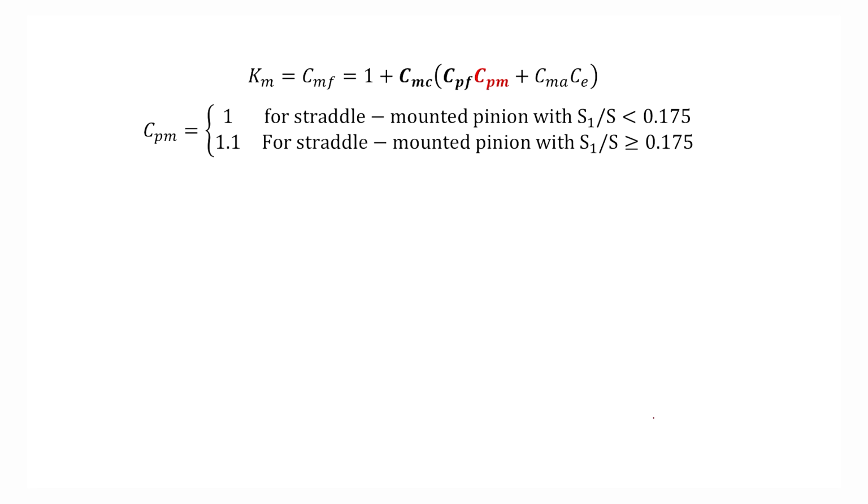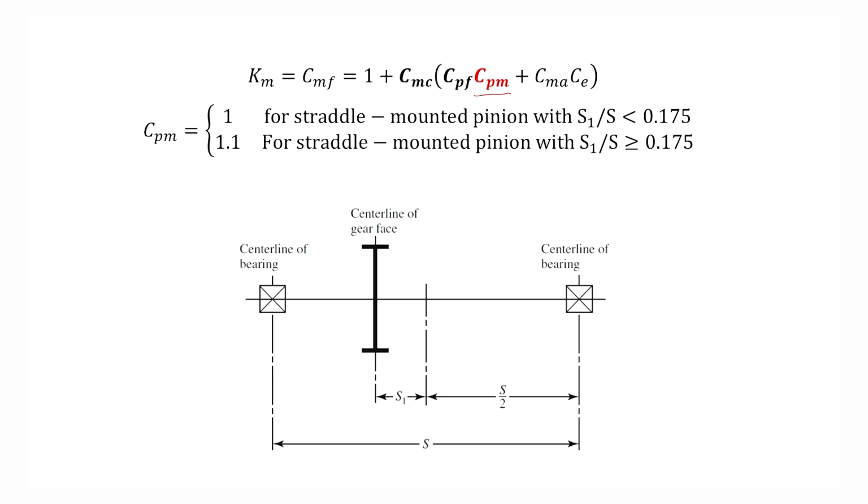Then the next one is CPM. CPM is either 1 or 1.1 depending on whether it is a straddle mounted pinion. In our problem, it was given that the bearings are straddle mounted and they are just adjacent to the bearing. It means this S1 is bigger, and so our case is a straddle mounted pinion with S1 divided by S less than 0.015. Considering this case, our CPM is 1.